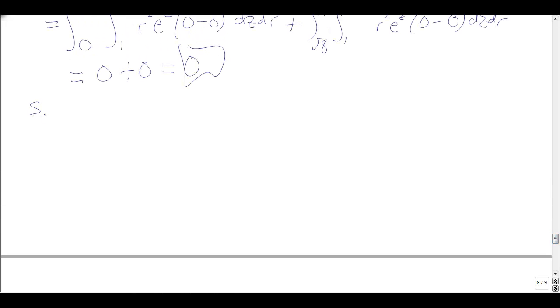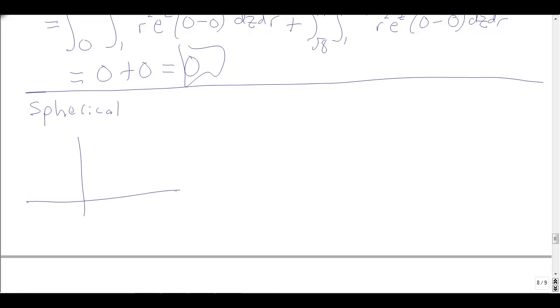Okay, let's do this in spherical as well. So let's do this in spherical. So what we're going to get here, let's maybe just go redraw our picture here. So we have a sphere of radius square root 17. This is the x, z plane. And then I chop this with planes z equals 3. And then there's another one at z equals 1.